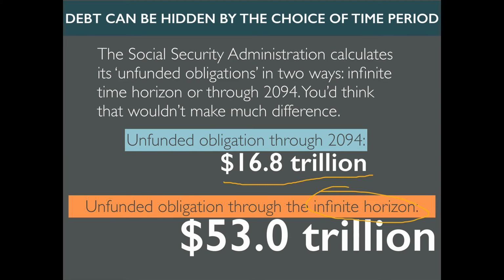Your choice of where you stop is going to end up affecting your number, right? Because if you go into the indefinite future, the infinite horizon, what you get is $53 trillion. That's a pretty big difference, right? I mean, that's 3 times higher. So if you stop in 2094, again arbitrary, you're making your unfunded liability, your unfunded obligation, look a lot smaller. That's very misleading. There should not be a way to make your unfunded obligation look smaller, right? That shouldn't exist, okay?